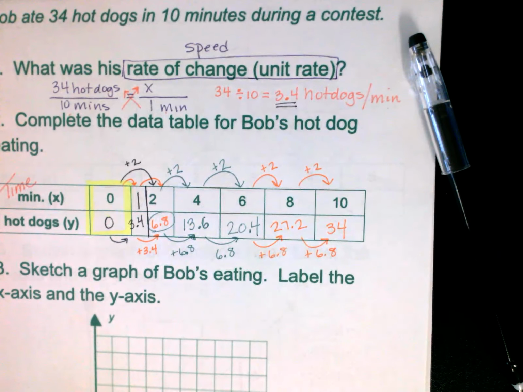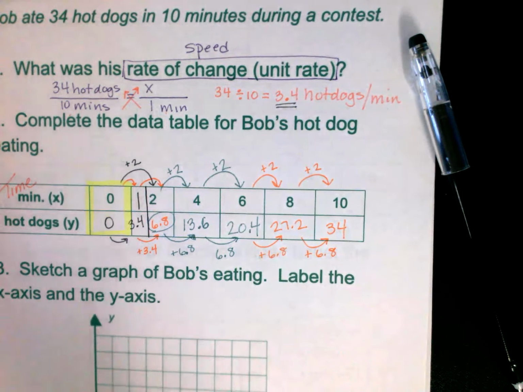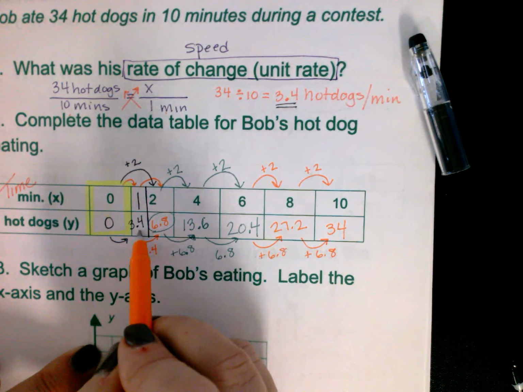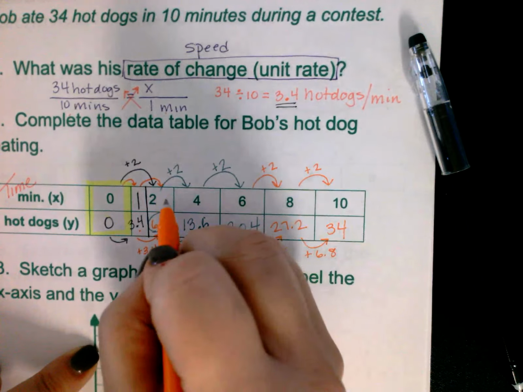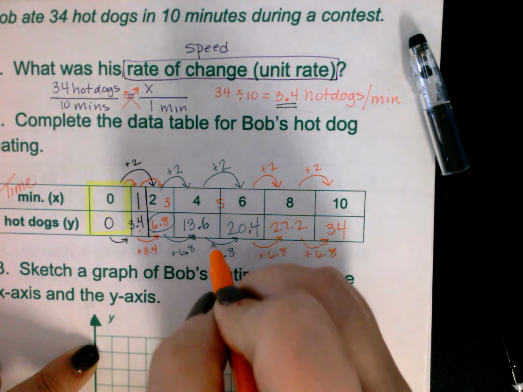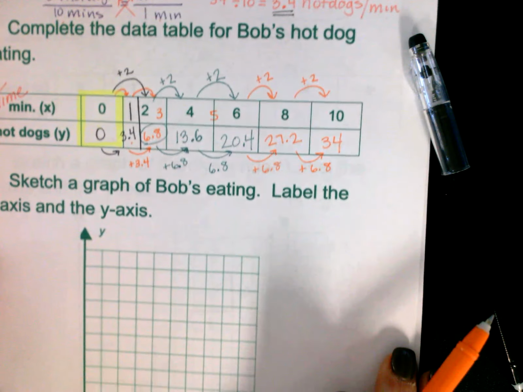A little different than Caroline, where we just counted by ones. This time we had to extend the table, do a little thinking. In 1 minute, we would do 3.4. We could have added the third one here. We could have added the fifth one and filled in the blanks, but we're going to count by twos.